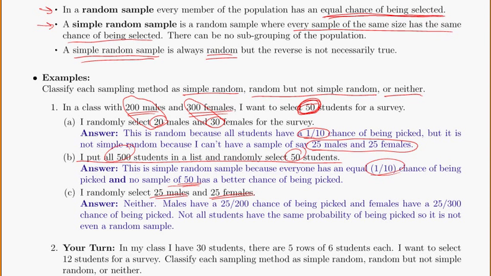And it's not even random because if you're a male, you have a 25 out of 200 shot of being selected because there's 200 males. And if you're a female, you have a 25 out of 300. And those probabilities aren't the same. And again, there might be good reason to have a sample that's half male and half female. But as soon as you do that, it is no longer a random sample.